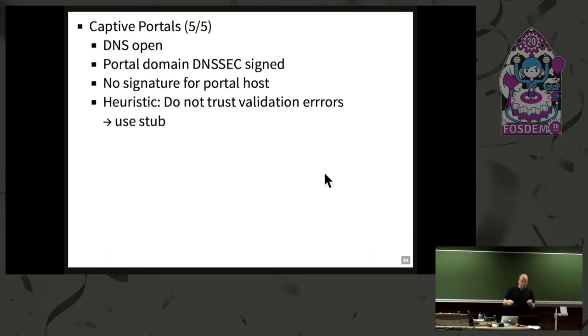And so then you click, yeah, I agree to the terms and conditions, and then it forwards you to another page where it actually opens up the internet. That one is also resolvable on the public internet, but the validation fails. There are just no RRSIGs on this. And yeah, another heuristic there, we do not trust validation errors for the first 5 minutes.